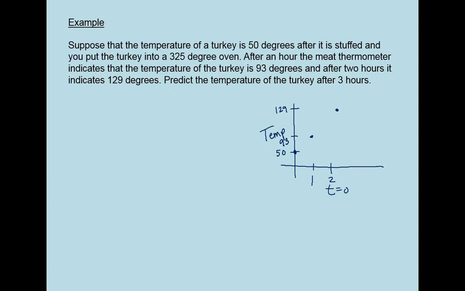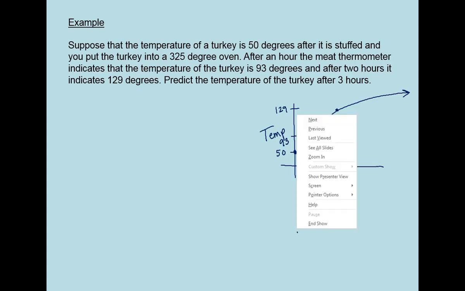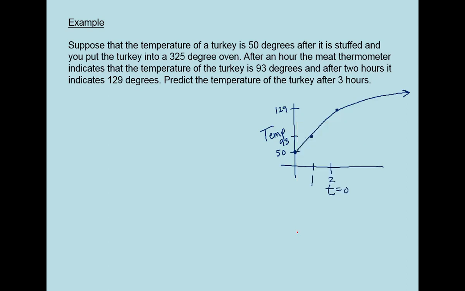If we think about the graph of temperature versus time, the maximum temperature we would get to would be 325 degrees because the oven is set at 325 degrees. So if we drew a graph through those points, it may look something like this, where it's starting to approach 325 degrees. Now we're asked to predict the temperature of the turkey after 3 hours, so we're trying to estimate the temperature of the turkey at 3 hours.